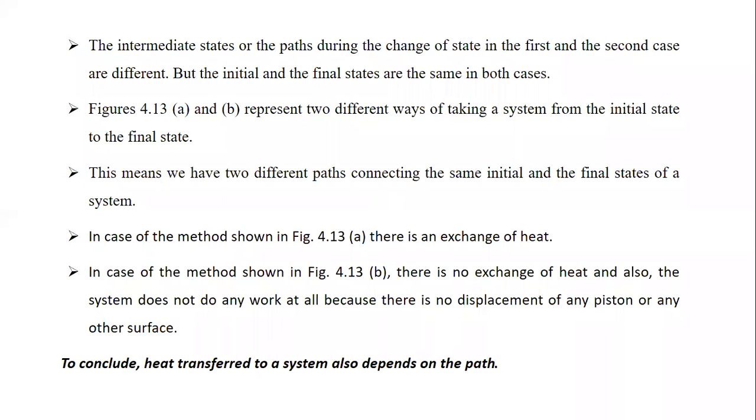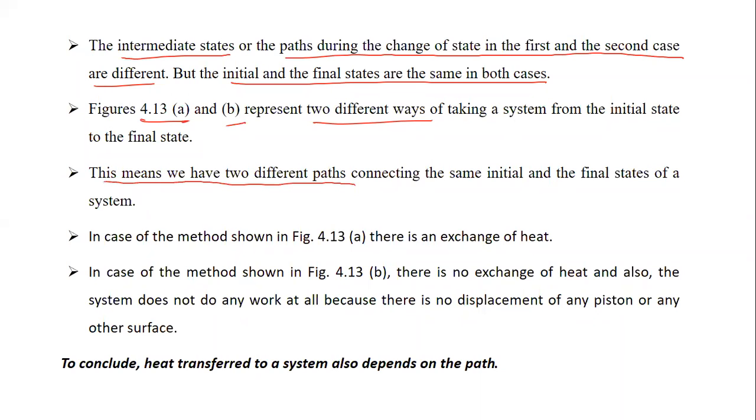The intermediate states or the path during the change of state in the first and second case are different. But initial and final states are same. You can see here we learned the two cases. In both the cases the path is different, but initial and final states are same. So figure A and figure B represent two different ways to take the system from initial to final state. This means we have two different paths connecting the same initial and final state.